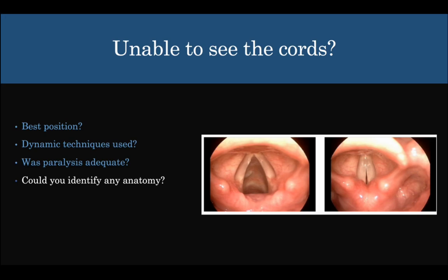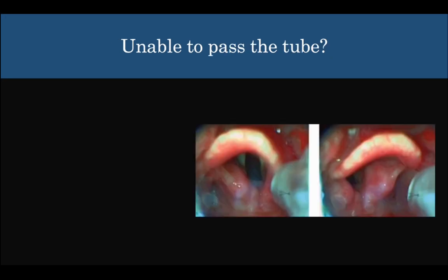Could I identify any anatomy if I wasn't able to see the cords? Maybe I could see the arytenoids. Maybe I could see the epiglottis. Was it excessive secretions? Did I have a large tip suction aiding my intubation, or was I overwhelmed with emesis? And did I pick the best blade and the best type of blade? So VL versus DL, curved blades versus straight blades.